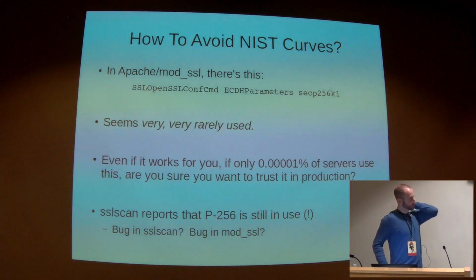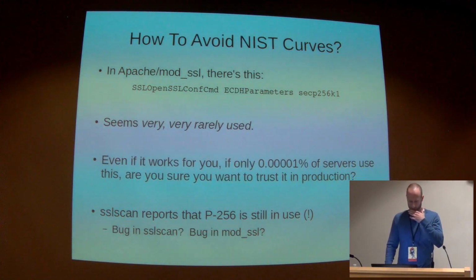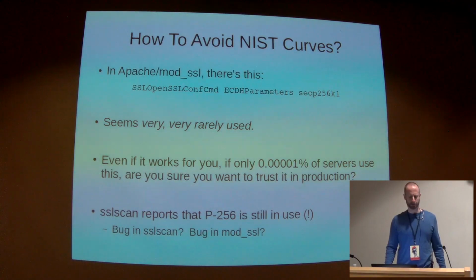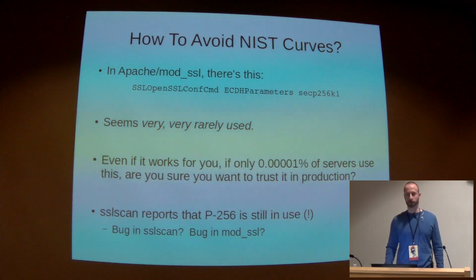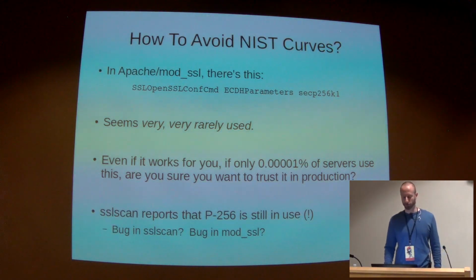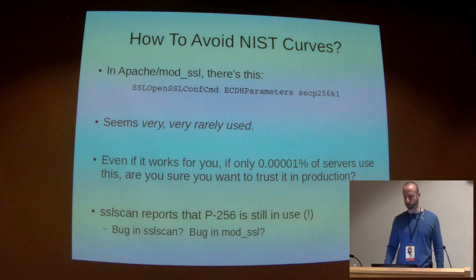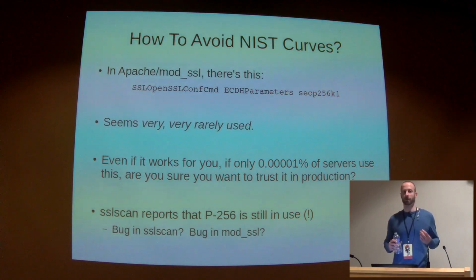So this is what I had just found out very recently. In ModSSL, there's this very obscure command, SSL OpenSSL conf CMD, which you can then use to say, all right, I just want to use this one curve. It seems very, very rarely used. So I started thinking, well, even if it does work, if only like 0.0001% or whatever of all servers are using it in production, are you sure you want to roll the dice on that? I mean, it doesn't seem like something that's used very much at all.